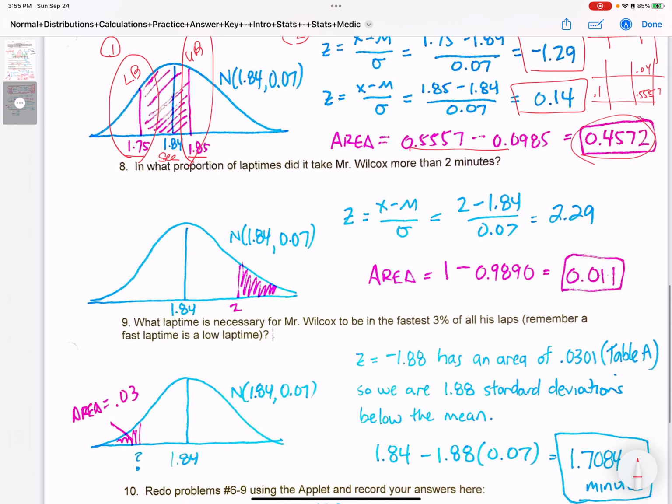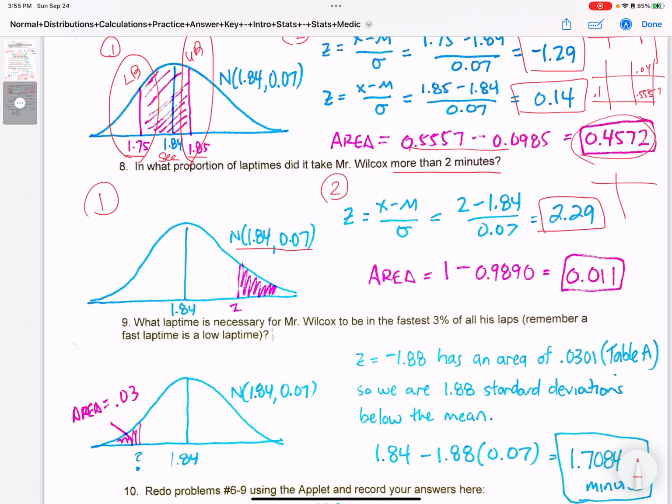For the next one, it asks for more than 2 minutes, so I have this shaded on the right-hand side. And first step, draw my picture, write my normal model, mean and standard deviation. Second step, let's write our z-score out, and I get 2 minus 1.84 over 0.07, this is my z-score here.